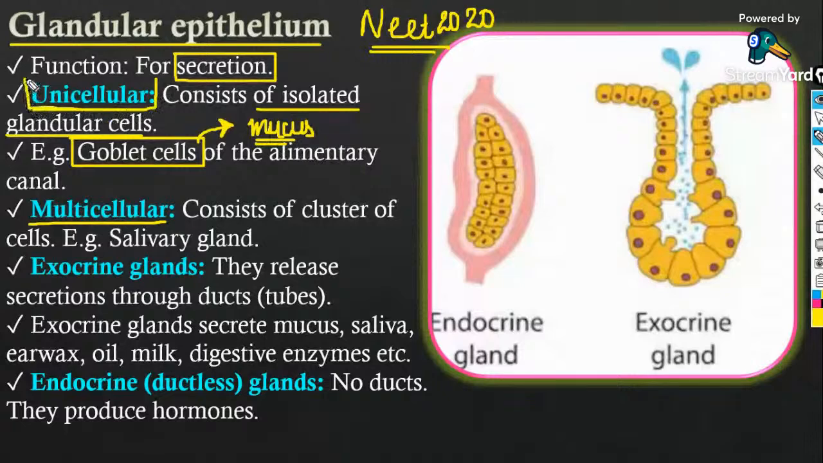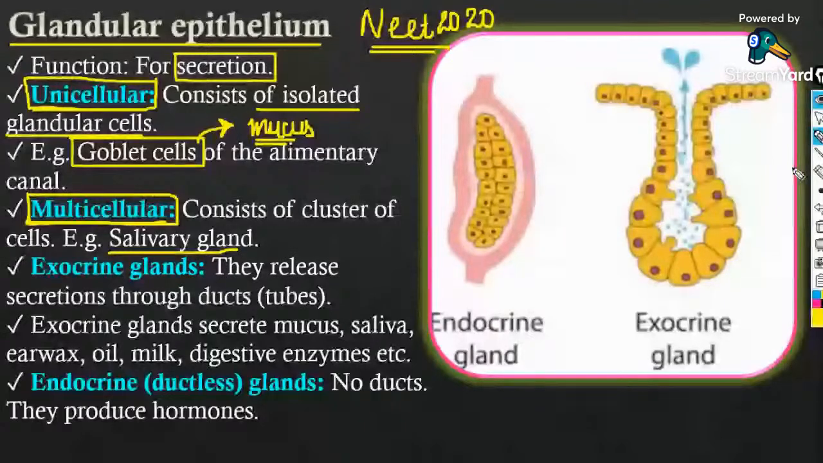Last year the question was asked, are goblet cells unicellular or multicellular? It is a unicellular glandular epithelium, whereas a salivary gland is a multicellular glandular epithelium. Very good.